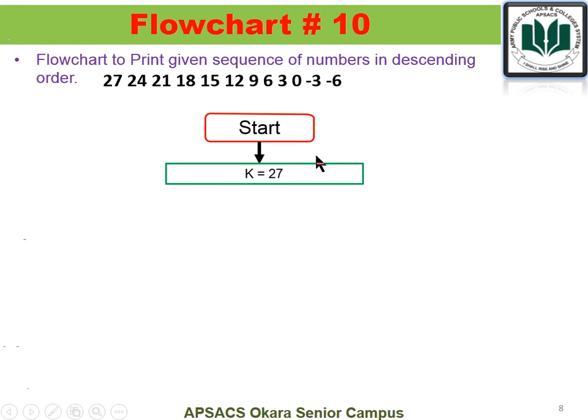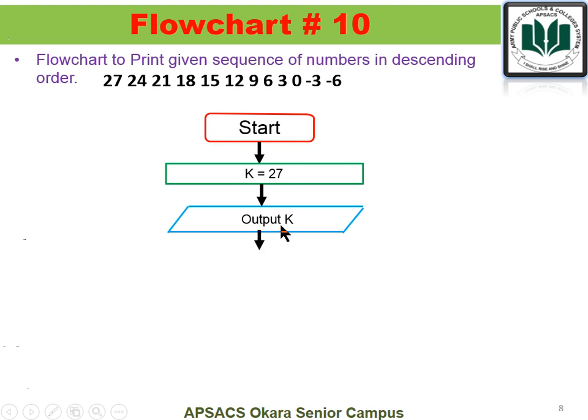I have just used the processing symbol. Keep in mind there is no input. We do not know which sequence is to be printed, so we will not take any input. We will start from the processing. k is equal to 27. After that we will output k. We have to complete the sequence. We have to print all the values 27, 24, 21. So we will output the first value, 27, output k.